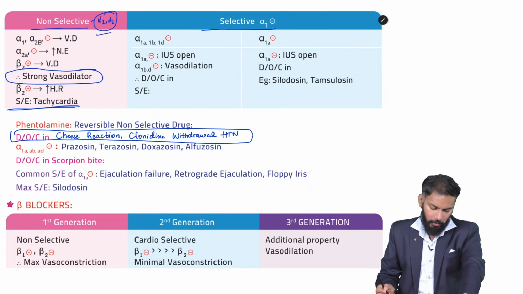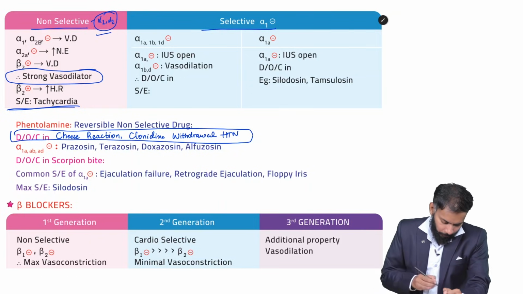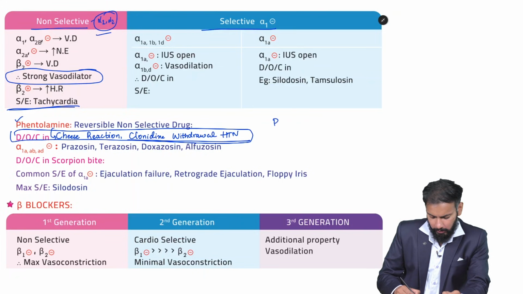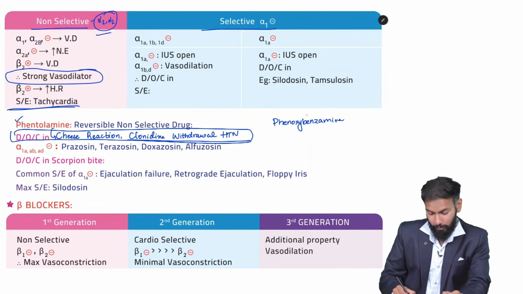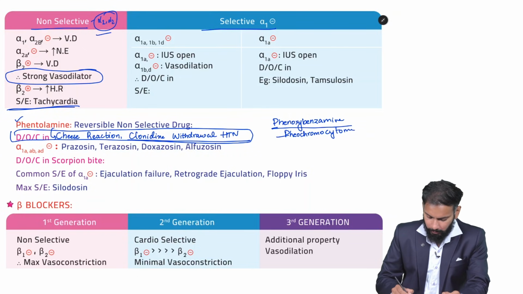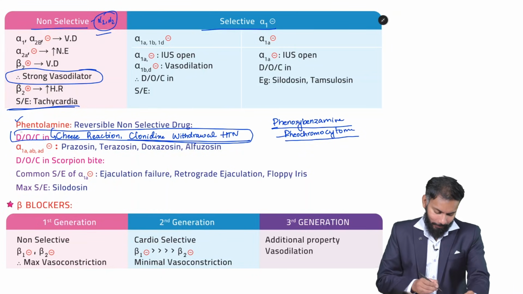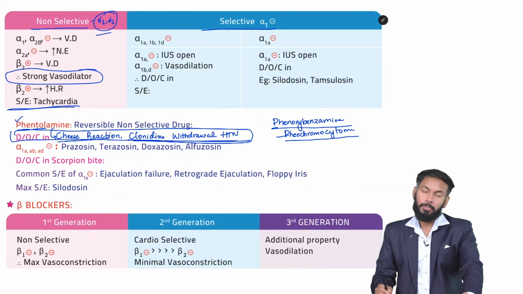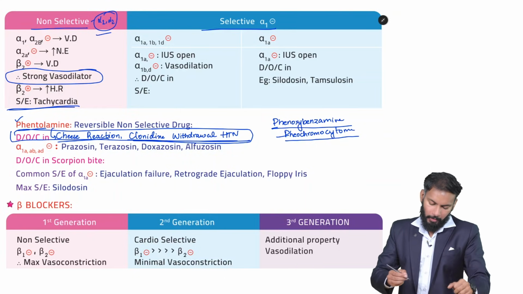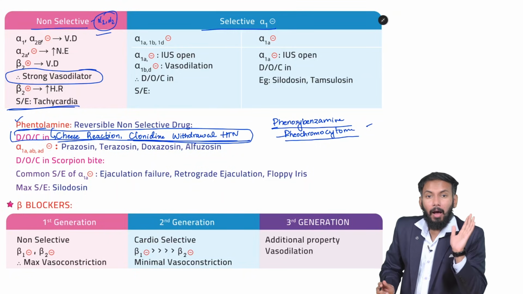Here you can give a non-selective alpha blocker. In non-selective alpha blockers you have to remember 2. One is phentolamine. Phentolamine is the drug of choice in cheese reaction and clonidine withdrawal hypertension. The other one is phenoxybenzamine. This is used in pheochromocytoma. How to remember both of these? Easy. P for P. And see the length of this name, almost similar length. So the big drug for the big condition, and phentolamine for cheese reaction and clonidine withdrawal hypertension. Phenoxybenzamine for pheochromocytoma. This finishes the non-selective alpha blockers that are asked in the exam.